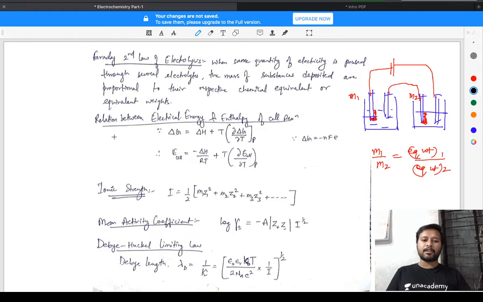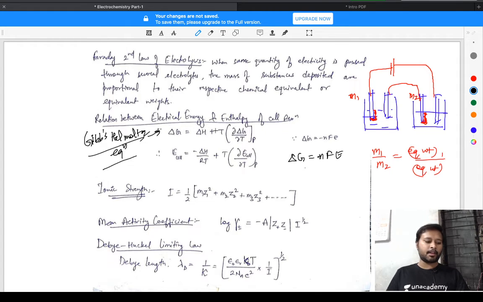You have this equation called the Gibbs-Helmholtz equation. So the Gibbs-Helmholtz equation says that delta G is equal to delta H plus T del delta G by del T at constant P. So we know that delta G is equal to minus nFE, right? And that too with a negative sign.